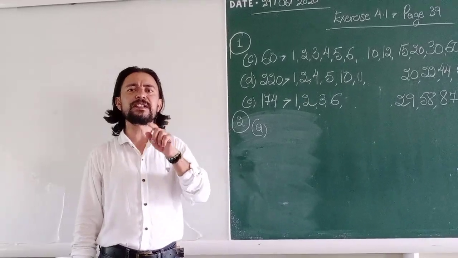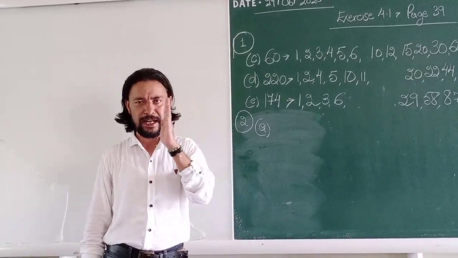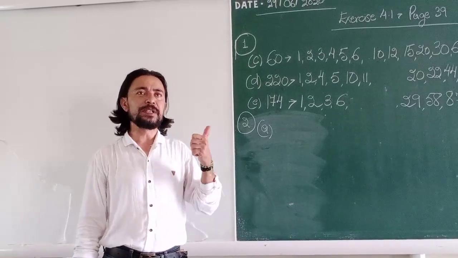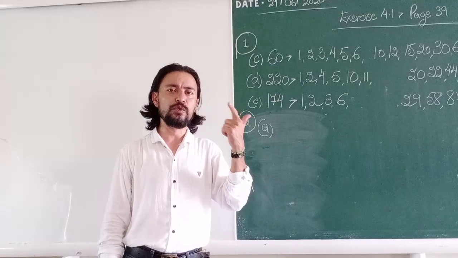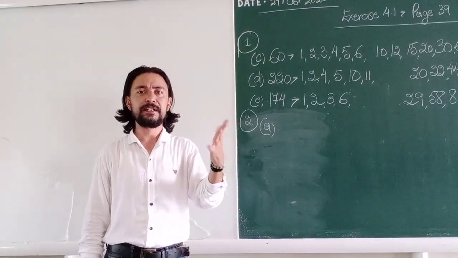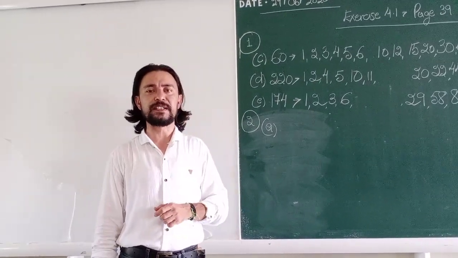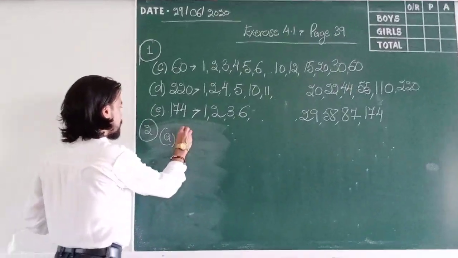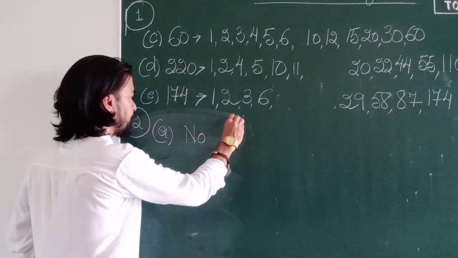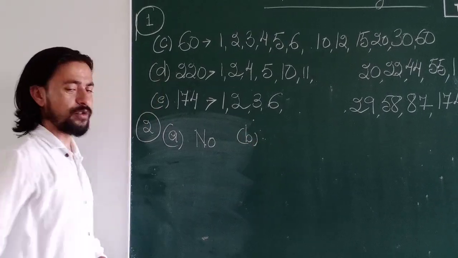No. 33 is ending with an odd number. To be divisible by 2, the number should end with 0, 2, 4, 6 and 8. It doesn't end with any of these digits. 33, 3 is an odd number. So no, it is not divisible. So you write no. Let's go to sum B.